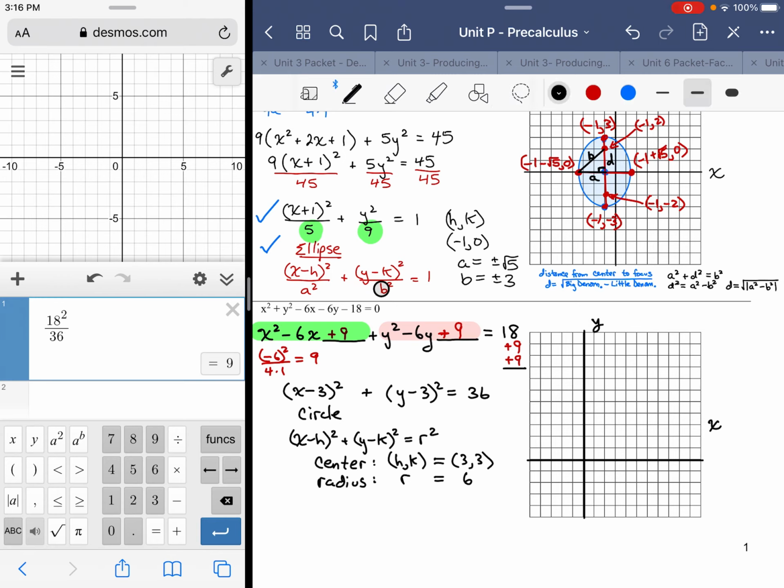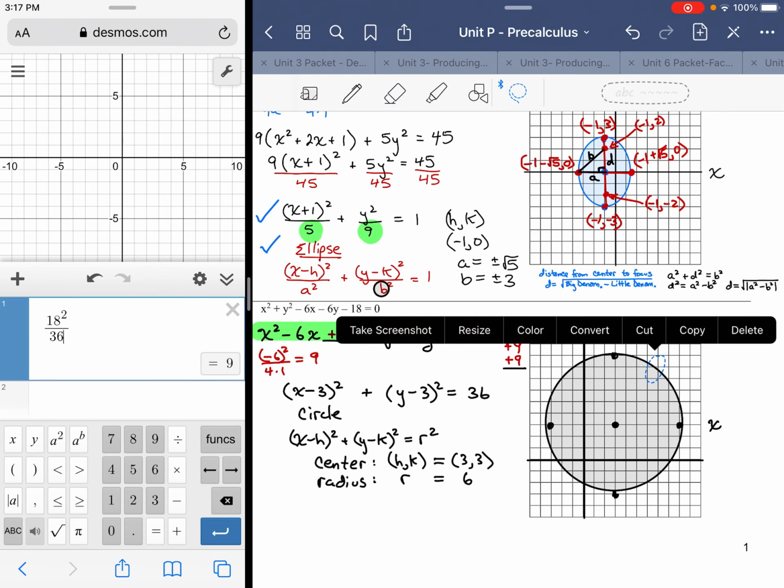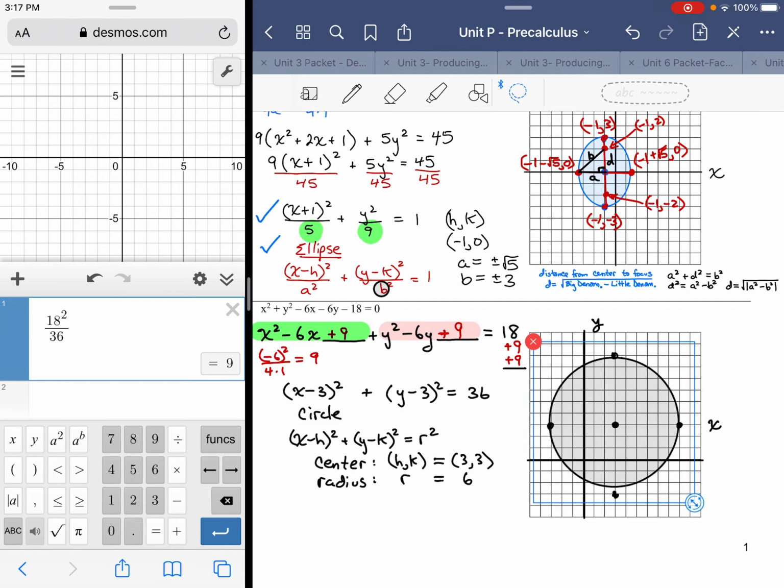So 3, 3. And then go out 6 units. And then draw a circle. The points kind of trump the diagram itself. So if it's not a perfect fit, that's okay.